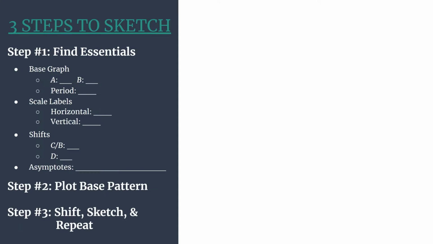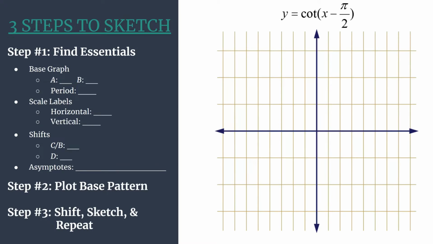So here's the outline for our shifted cotangent graph method. First, we'll find our essential information, get everything organized. Second, we'll plot our base pattern. We'll do this lightly because in step 3, we're going to take care of the shifts. Then we'll sketch in our final graph and repeat it for as many cycles as we need.